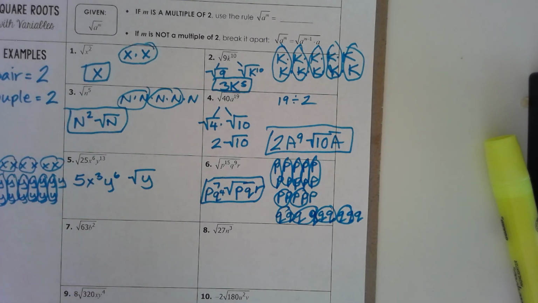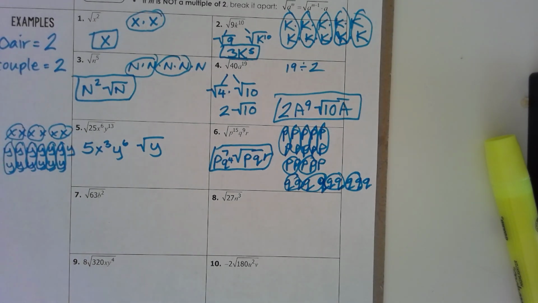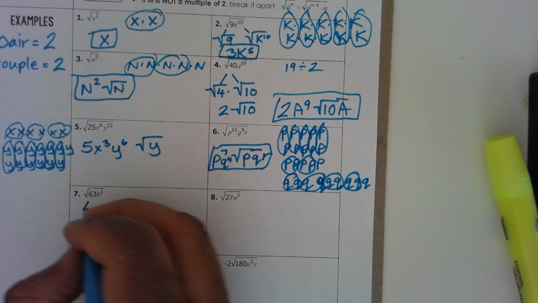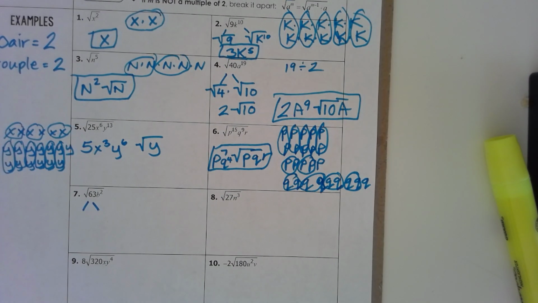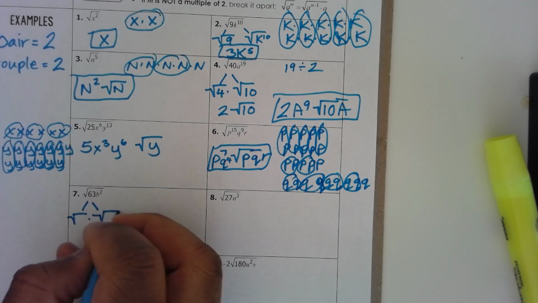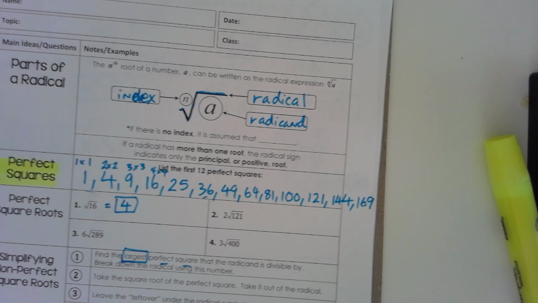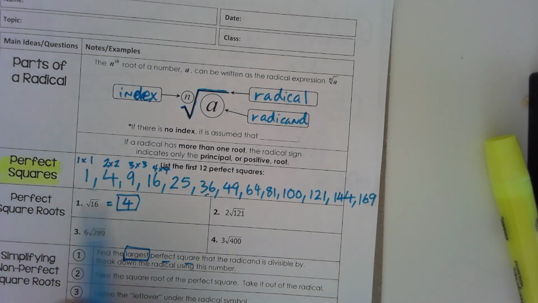Okay? So we'll do 7 and 8 here. If I look at number 7, I have the square root of 63. Now, since that's not a perfect square, I'm going to have to find my biggest perfect squares. One thing that you're probably going to want to do is write down your perfect squares in front of you so that you have them readily available.